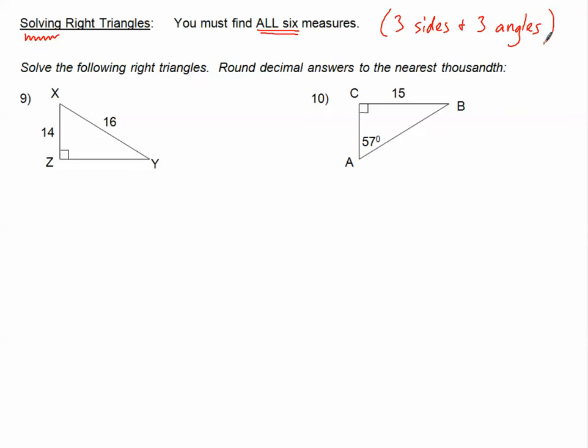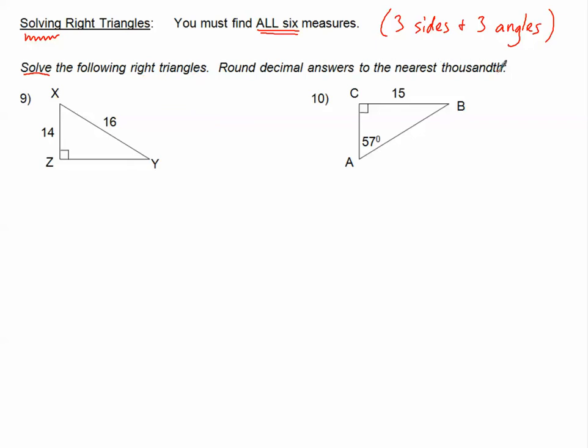Now, of course, I need to give you some of that information before you can even start to solve. In fact, I will always give you 3 pieces of information, and you'll be looking for the other 3. So the direction says to solve the following right triangles, and of course, we will continue to round to the nearest thousandth, or 3 decimal places.